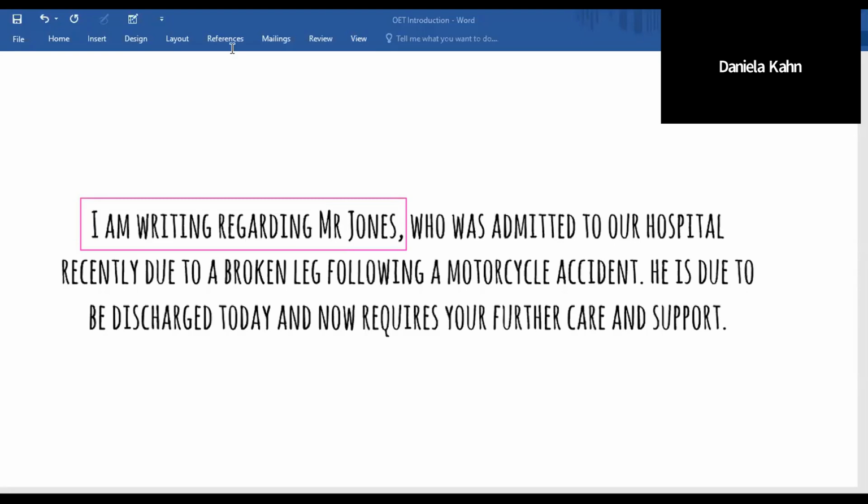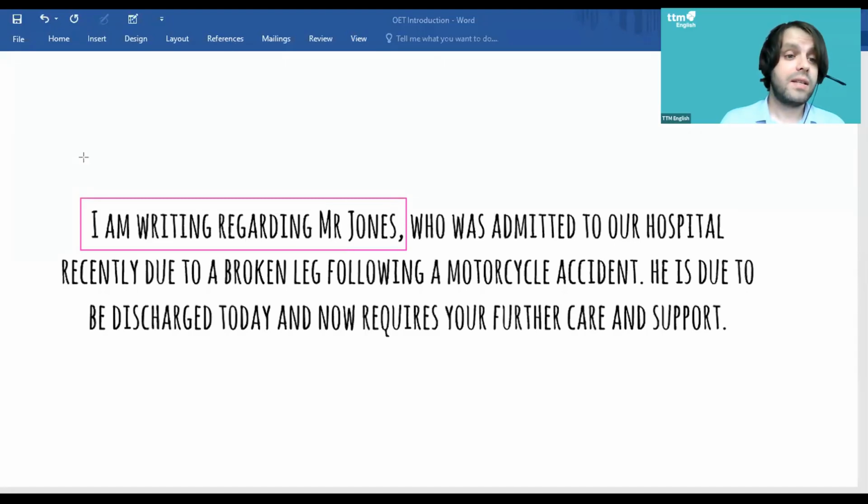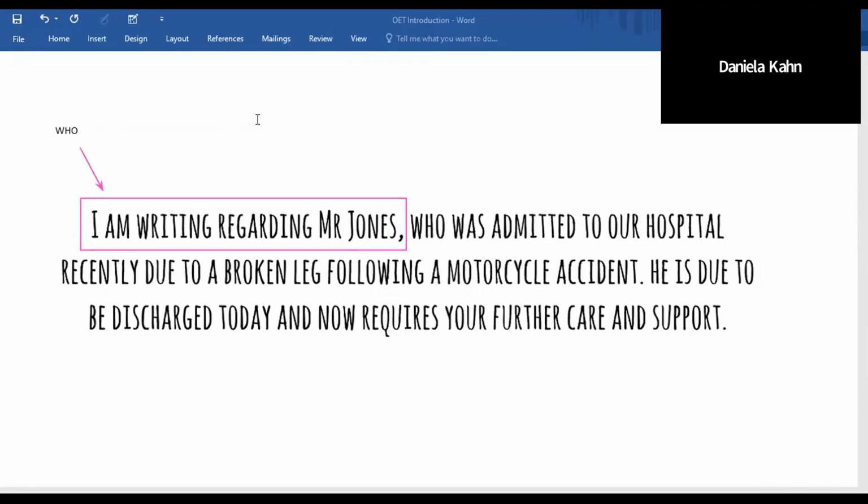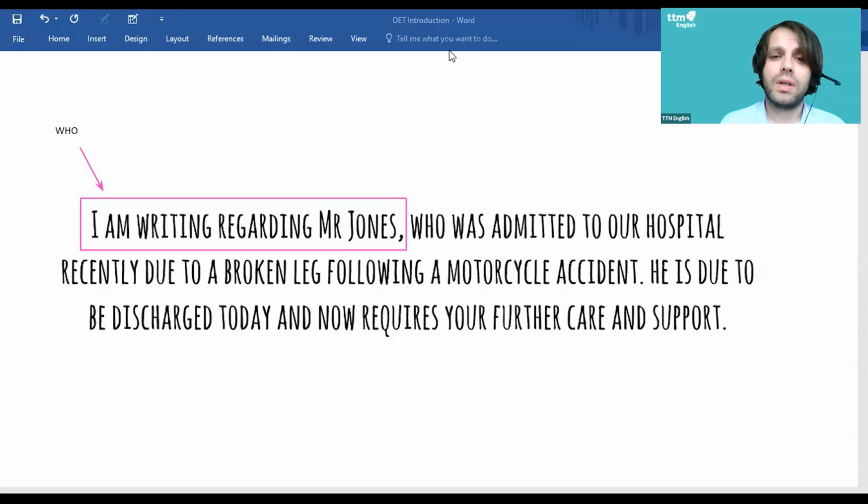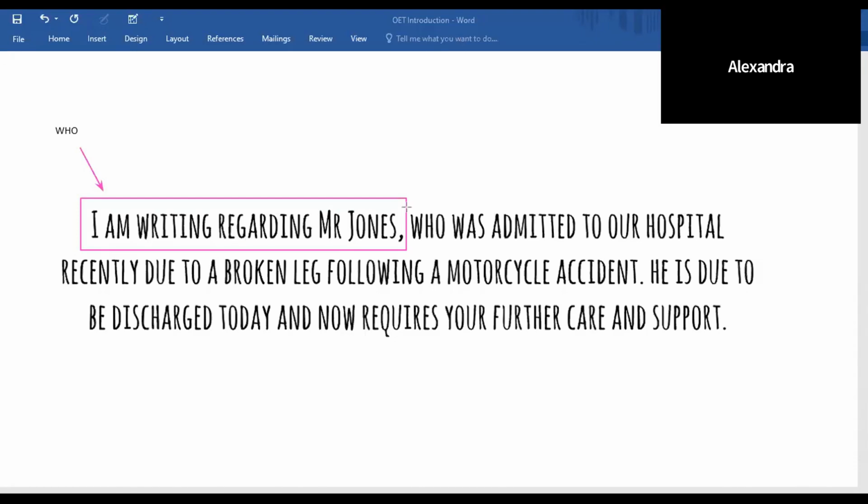You're introducing the patient. Yeah, and this is what the previous person was talking about. I call this the who. So we're going to have a who in sentence 1. What's this next bit? Let me ask this question now to Alexandra. Are you there, Alexandra? Who was admitted to our hospital recently?